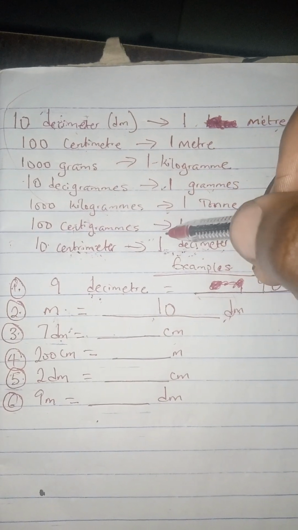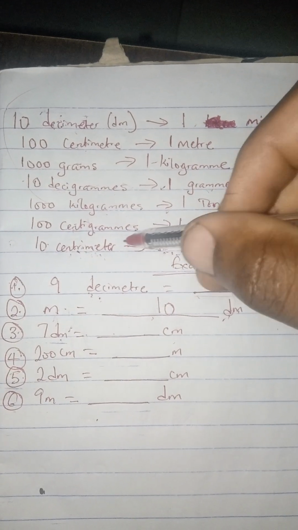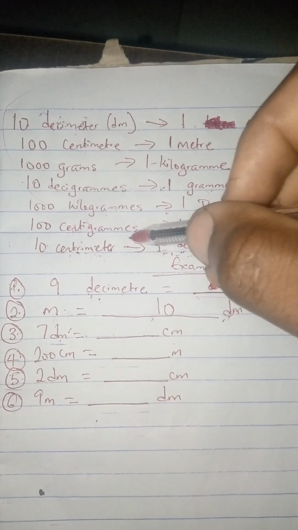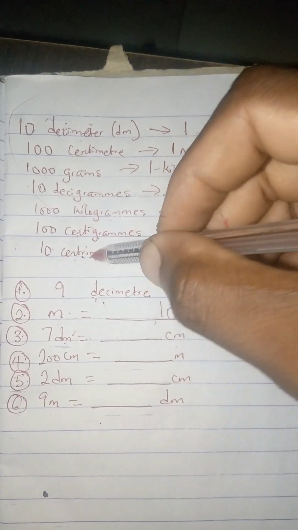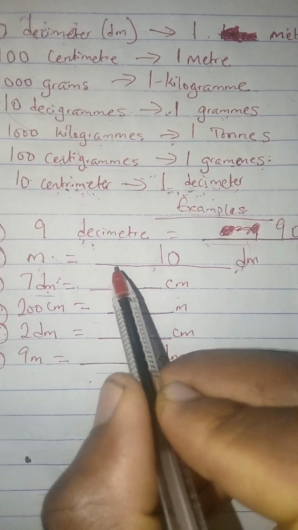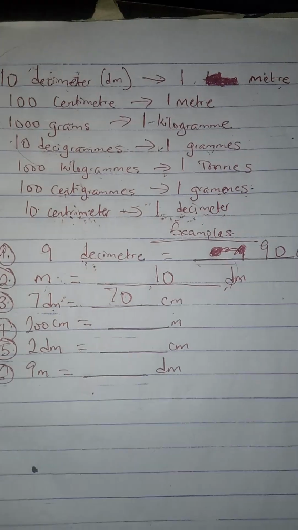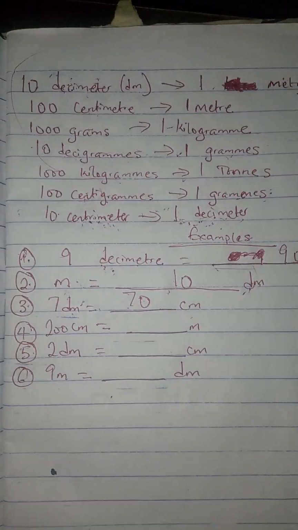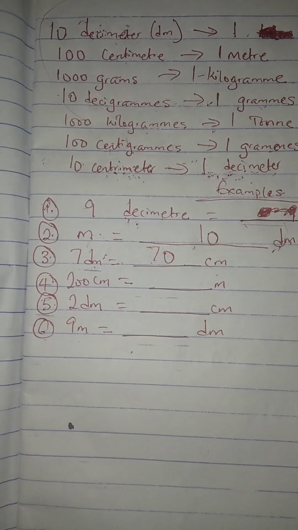What are we going to do? We are going to simply say, since 1 will give us 10, then 7 will give us what? 7 times what? 10, which will give us what? 70 what? Centimeter. So here we have what? 70 centimeter.